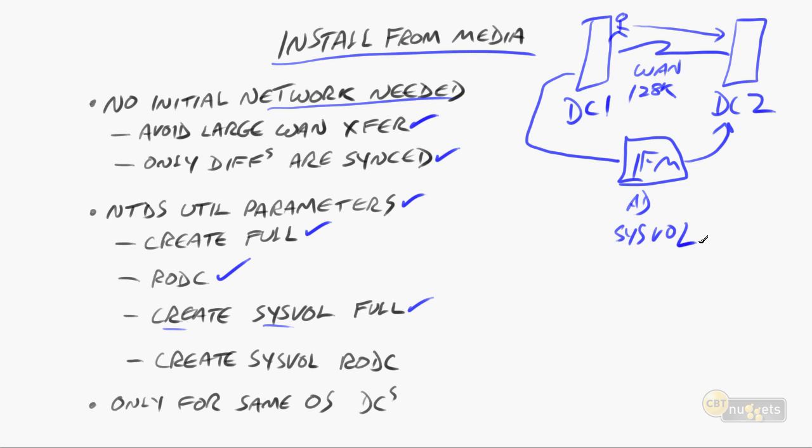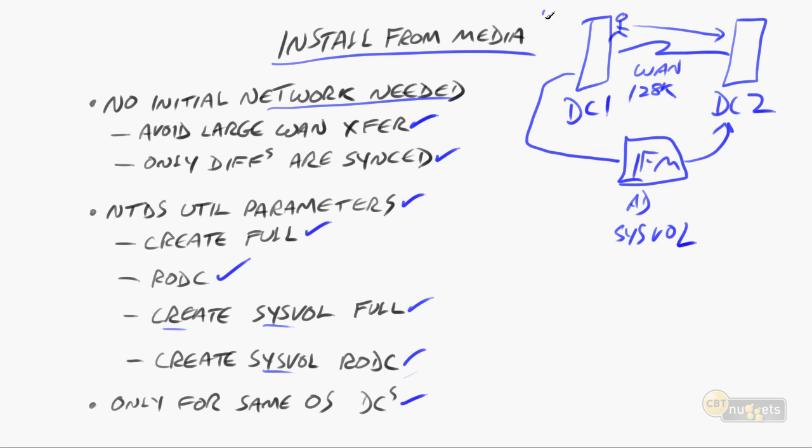The sysvol is a special directory in Active Directory, in the file system, that contains important Active Directory items as well as critical types of files necessary to make sure that Active Directory works properly. Other things that are included in that, for example, would be Active Directory's group policy information. We can also create sysvol read-only domain controller. Okay, so if we wanted to have all the sysvol data and make the domain controller read-only, of course that's what we'd do. You can only do this for the same operating system domain controller.